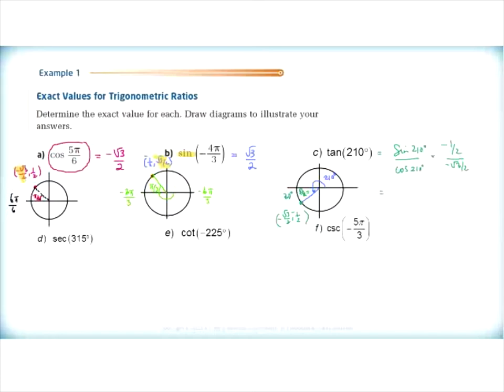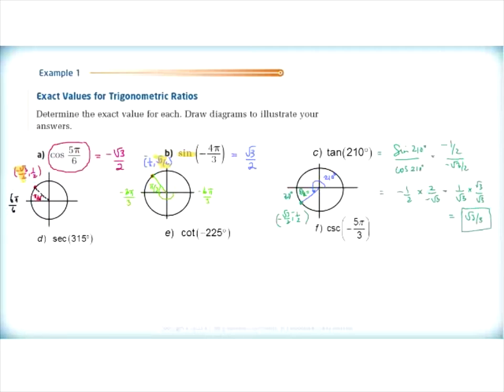If we divide that out, we will get negative 1/2 times 2 over a negative root 3, which will equal 1 over root 3. We don't leave a radical in the denominator, so we're going to multiply by root 3 over root 3 to get a final answer of root 3 over 3.